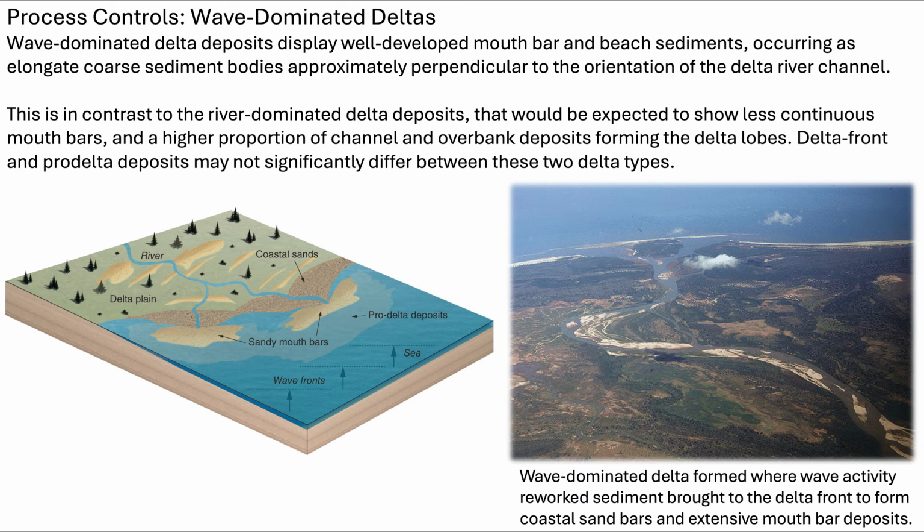This is in contrast to the river-dominated delta deposits that would be expected to show less continuous mouth bars and a high proportion of channel and overbank deposits forming the delta lobes. Delta front and pro-delta deposits may not significantly differ between these two delta types. Here we see a wave-dominated delta formed where wave activity reworked the sediment brought to the delta front to form coastal sandbars and extensive mouth bar deposits.